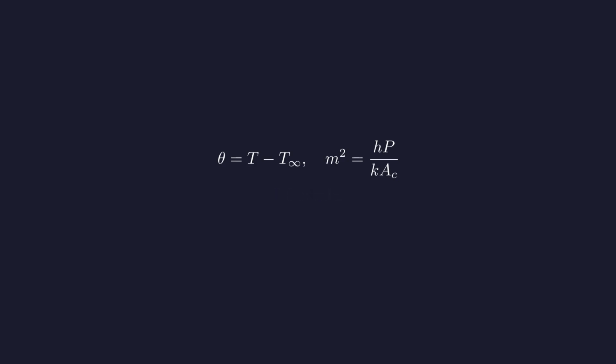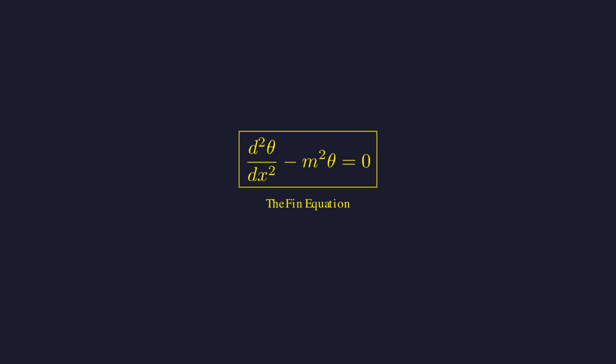The result is the fin equation: the second derivative of theta minus m squared theta equals 0, where m equals the square root of hP over kAc. P is perimeter, k is conductivity, and Ac is cross-sectional area.